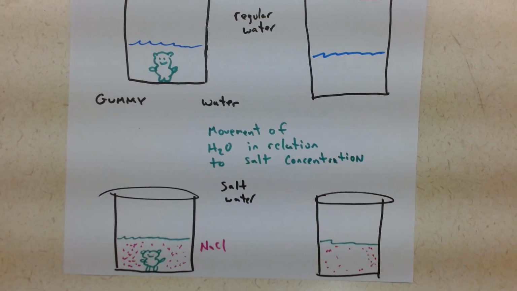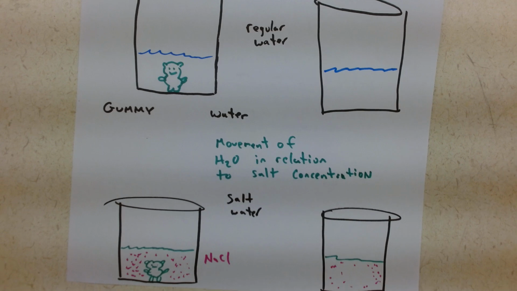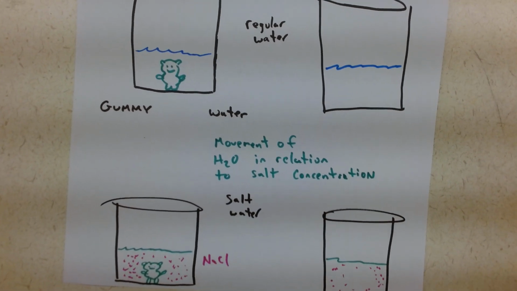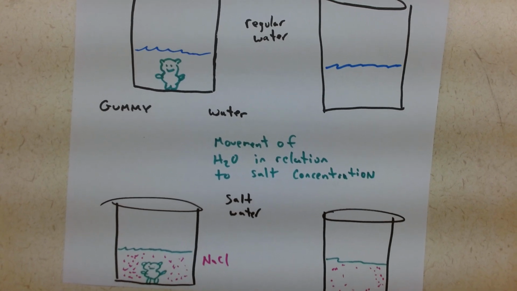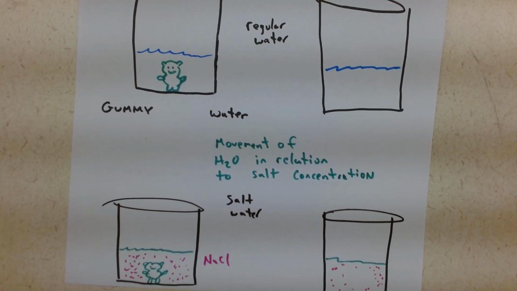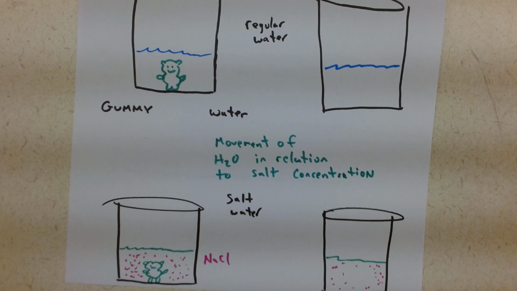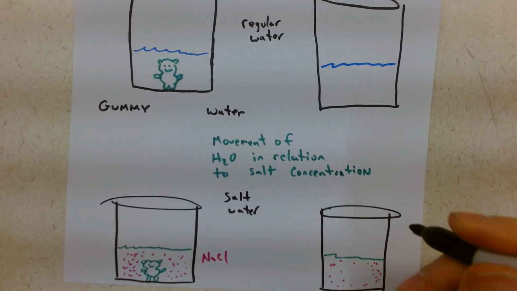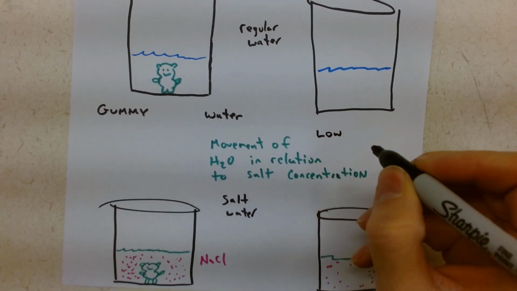Not only salt, sugars also can apply. Basically, any place where there's a difference in concentration of certain types of atoms, you will see water moving from low concentration to high concentration. This is the fundamental concept, so low to high.